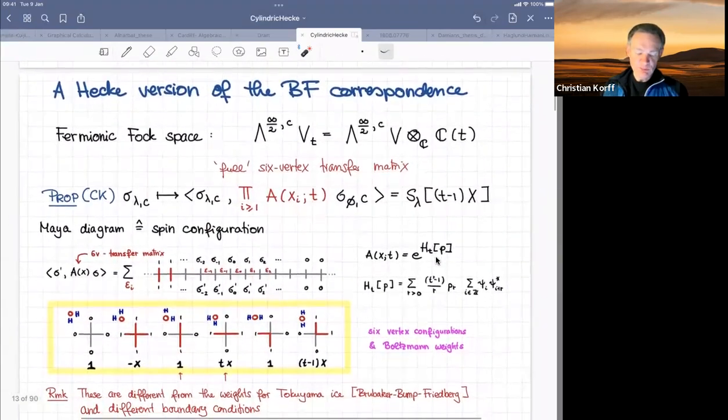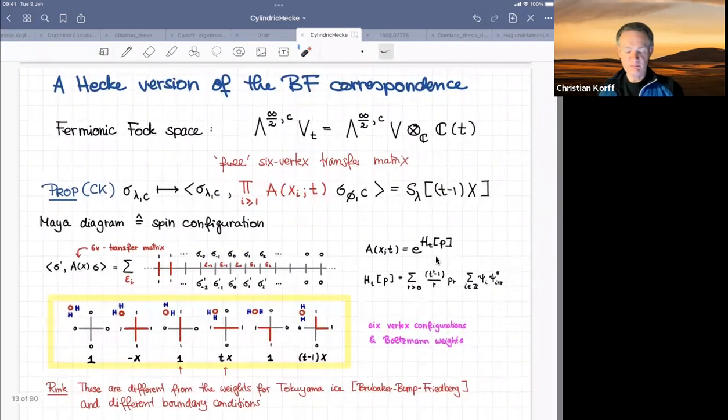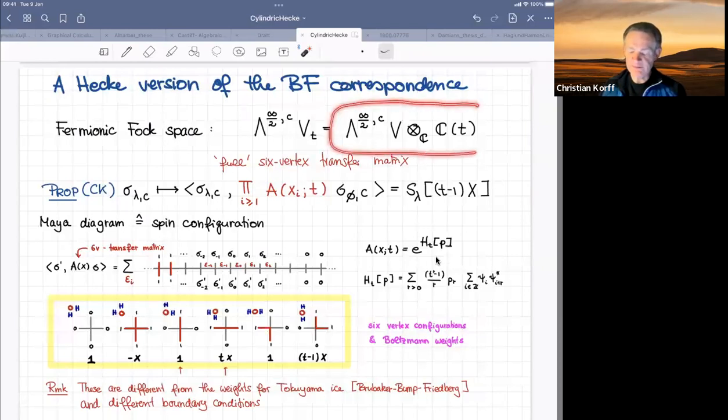And we also need to deform our fermionic Fock space, because remember that the combinatorics which we want to use in order to see the six-vertex model involves these Maya diagrams, which are described in terms of the Clifford algebra. So all I do is, again, change the base field of my fermionic Fock space.